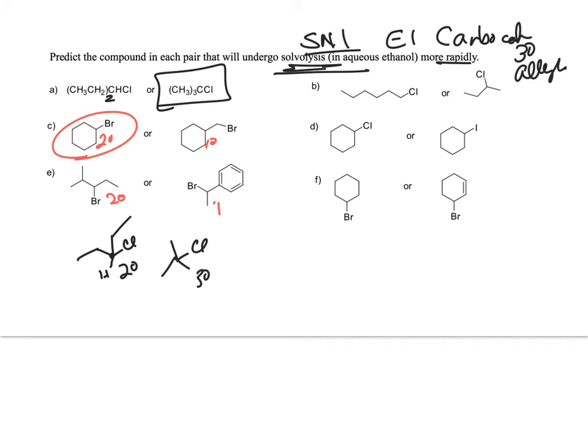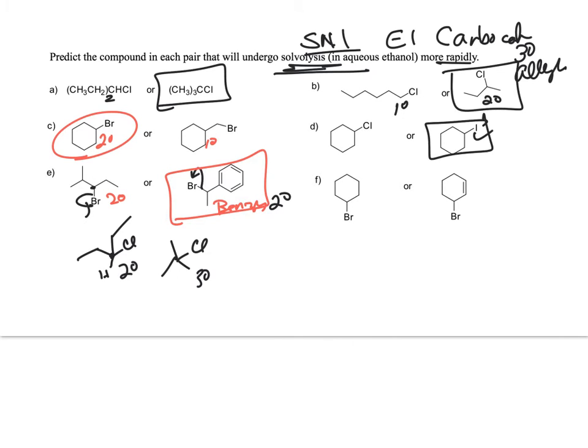This is secondary versus benzylic. If it left, you get a carbocation here. This, if the bromine left, would be benzylic secondary. So benzylic, due to resonance, would be more stable. This one here is a primary versus a secondary. Secondary is going to be more stable.